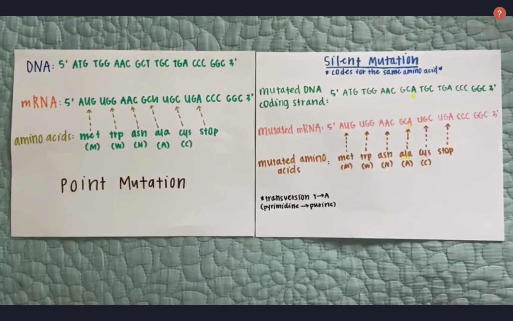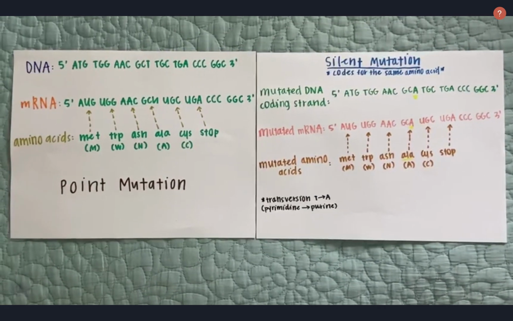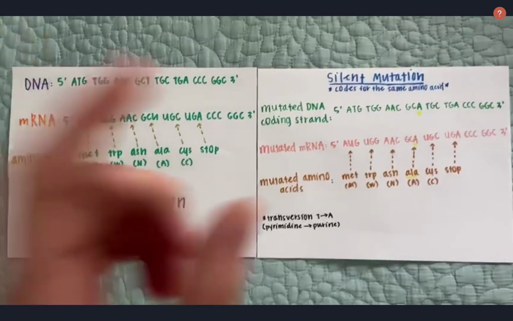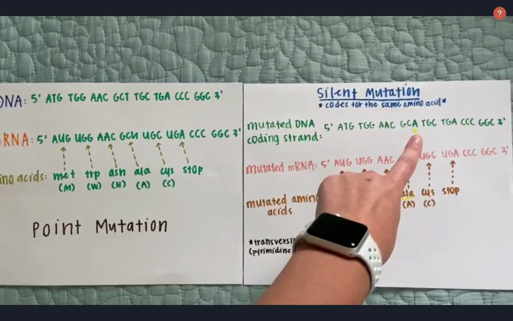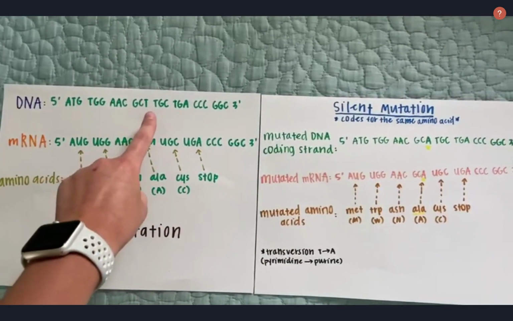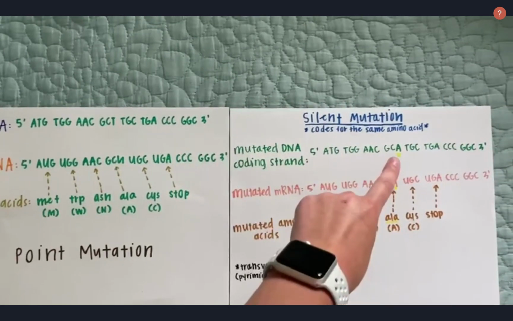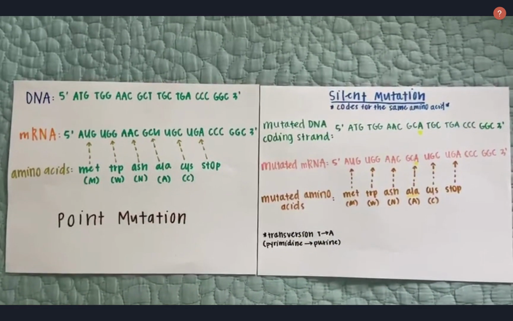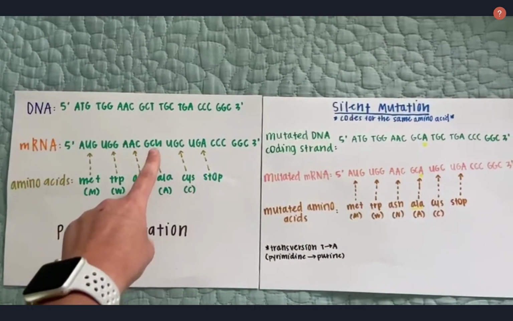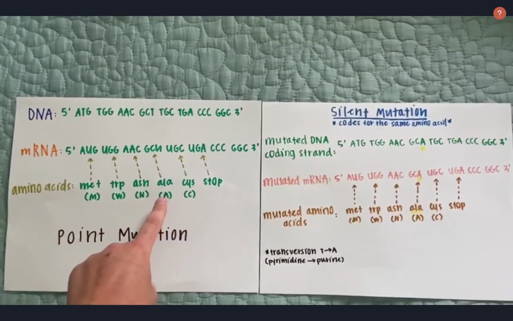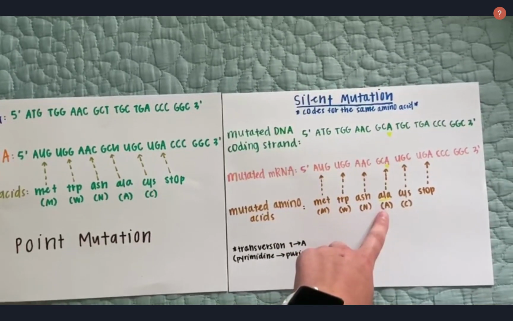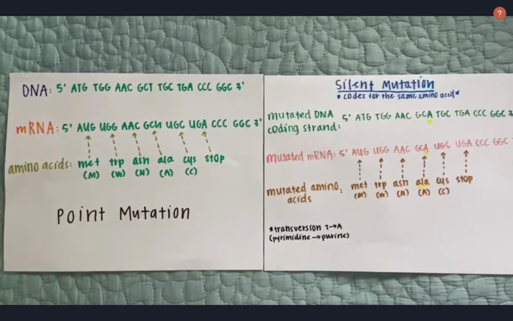The next mutation is the silent mutation. This is when the mutation codes for the same amino acid. In the mutated DNA coding strand, we can see that the mutation is at the A, so it's GCA. But originally, it was GCT, so it's mutating from a T to an A. When we translate this into mRNA, it changes from GCU, which codes for alanine, into GCA, but it still codes for alanine. This is a transversion from T to A, so it's pyrimidine to purine.